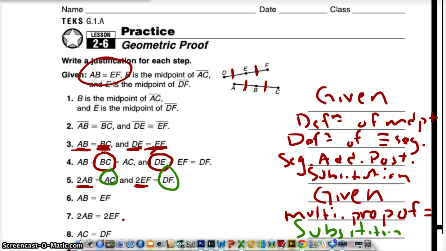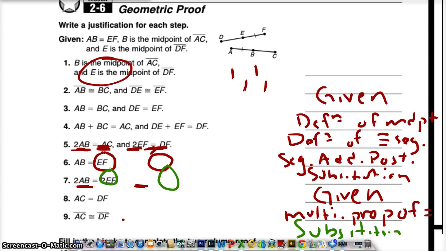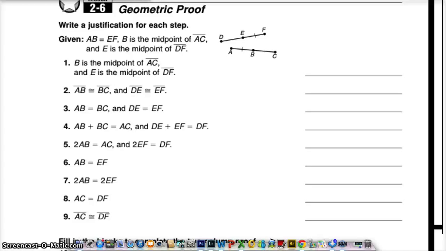I'm going to have to bring it up. So I'm going to erase some of this other stuff. So we were here with substitution. And then the last one, the only difference is that it has the equal sign and then the congruent sign. So definition of congruent segments.